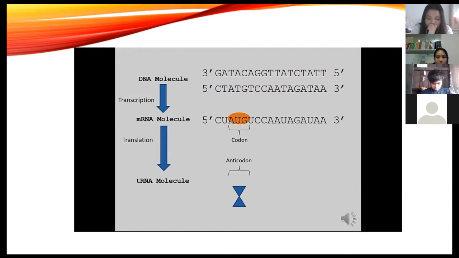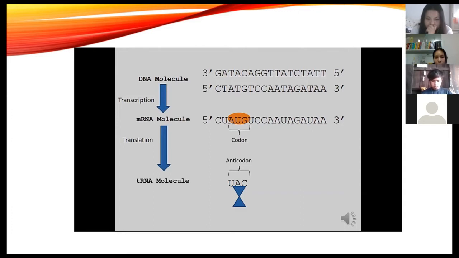So the anticodon is going to be complementary to our codon. So in this case, if our codon is AUG, the start codon, our anticodon on the tRNA is going to be UAC. So remember, we're making RNA, so we're still going to have uracil, and then A's and U's pair up, G's and C's will pair up with each other.